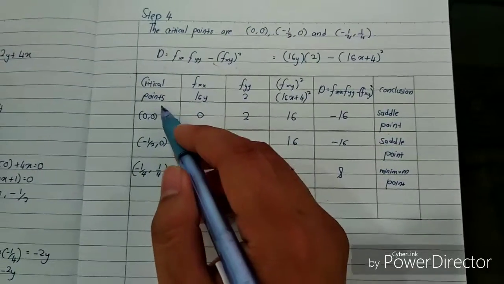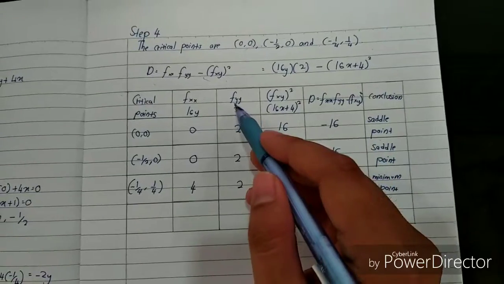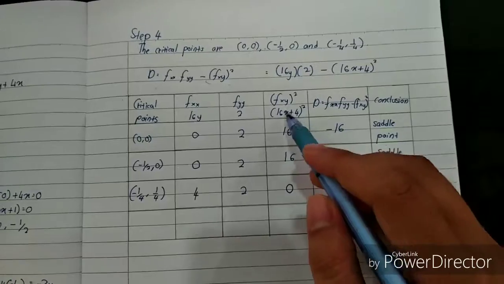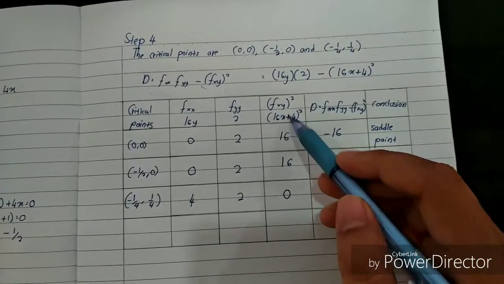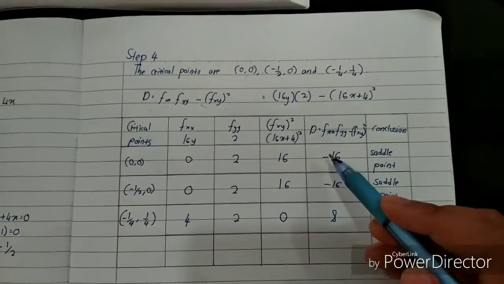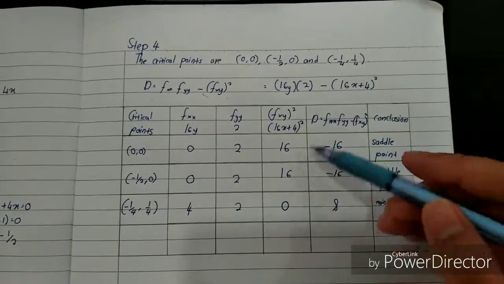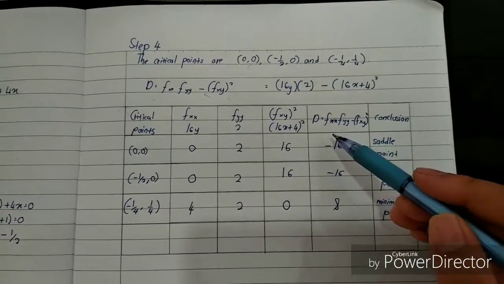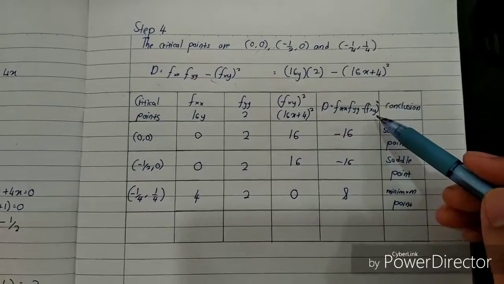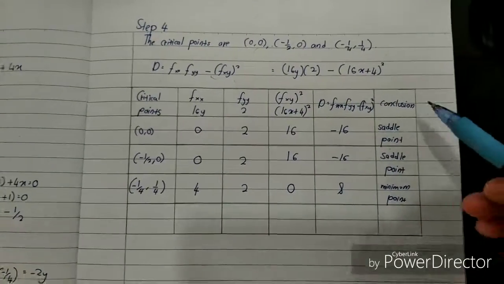Then we need to create the table. The first table is critical points. The second table is fxx. The third table is fyy, and the next table is fxy squared. And the next table is the second partial derivative test formula, D equal to fxx fyy minus fxy squared. And the last table is the conclusion.